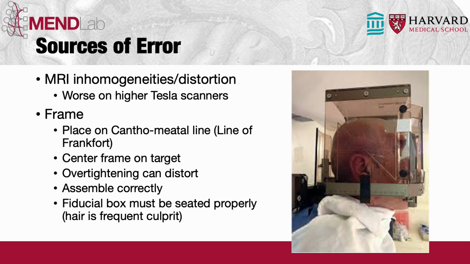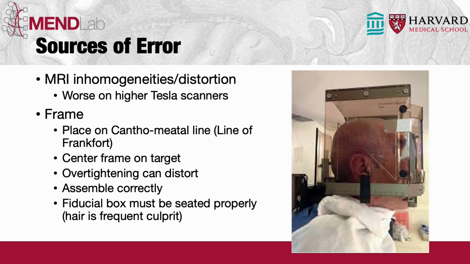There are other sources of error because of the frame itself being used and having some intrinsic errors or systematic biases. You can try to overcome some of this by being precise in how you place the frame, so always trying to keep it in line with the line between the anterior and posterior commissures, and that means keeping it in line with the canthomeatal line, which is also called the line of Frankfurt. You can try to keep the frame over the target if possible. This is particularly useful for things like focused ultrasound. If you over-tighten the frame, you can start distorting it, which can make it less accurate. If you don't assemble it correctly, obviously that can cause errors.